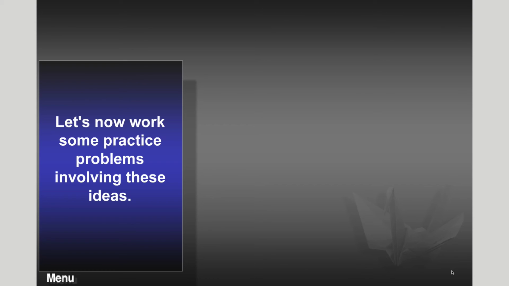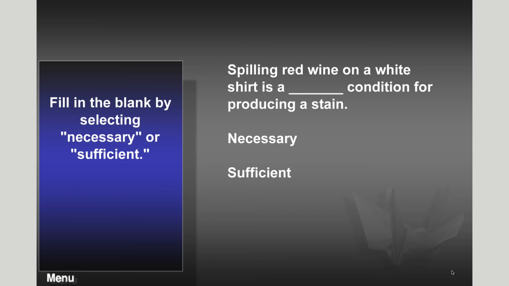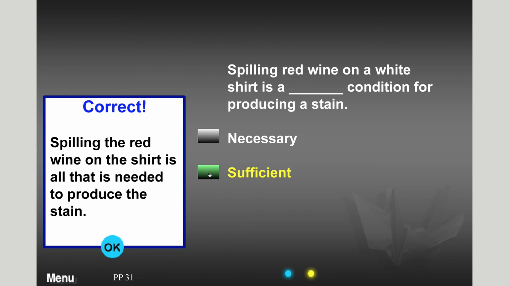So let's now do some problems. Again, the notion of necessary and sufficient conditions are used all the time. Spilling red wine on a white shirt is a necessary or sufficient condition for producing a stain. If it's necessary, you need at least this. And if it is sufficient, it is all that's needed. Yes, spilling the red wine on the shirt is all that is needed to produce the stain. You don't need anything else. That's what sufficient means.